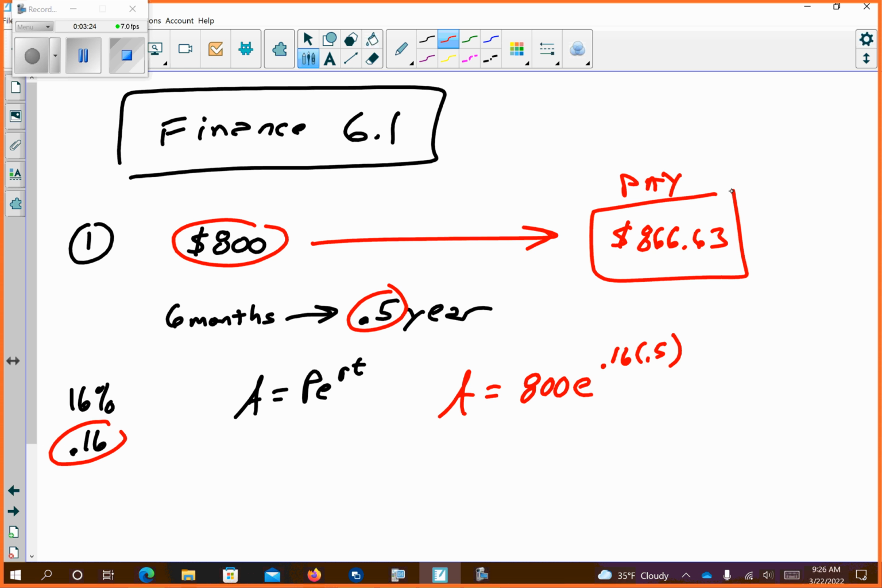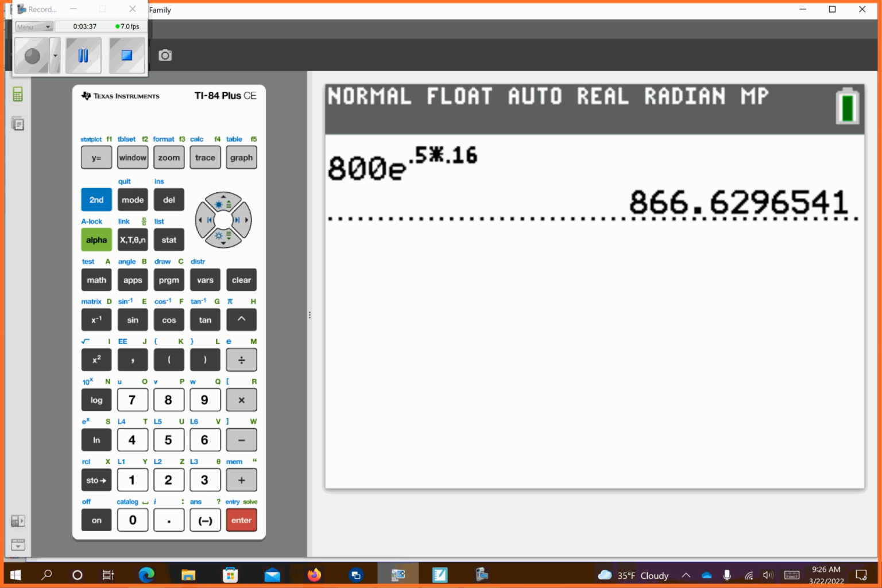Can you go over what each thing stands for? Like what does e stand for? E is the exponential on the calculator. So let me show you. It's this button right here, second of natural log. So it's called the exponential. It's the inverse of natural log.